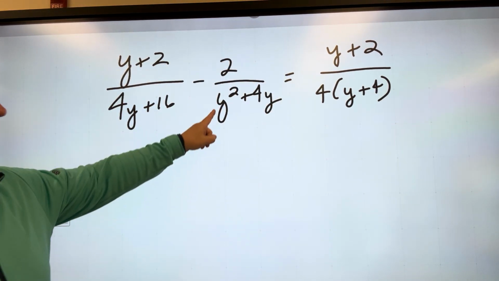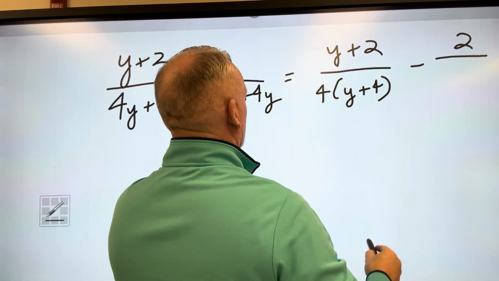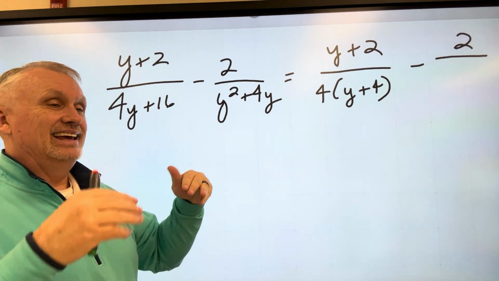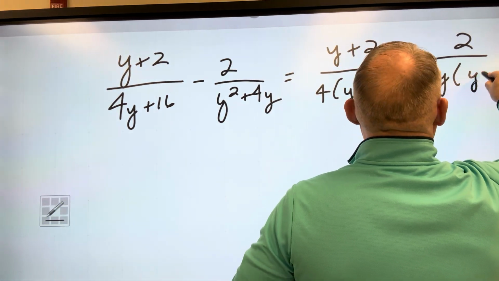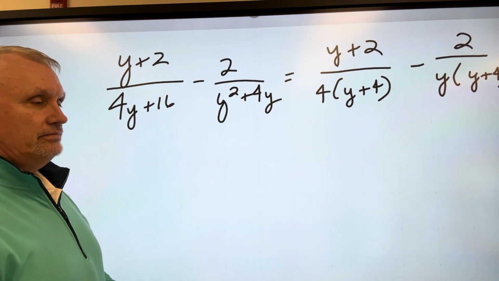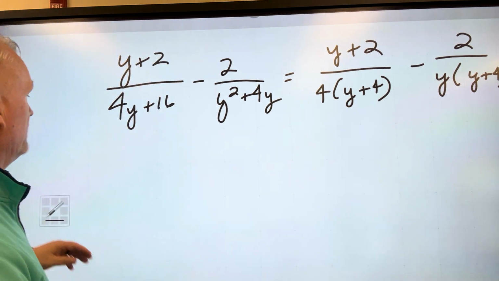Cool. What about this guy? Minus 2 over, what's the GCF of this? It's the y. Take the smallest exponent of the y. So take that out, and I'm left with y plus 4. Right. First thing, factor. Now I'm going to list those factors to find my LCD.